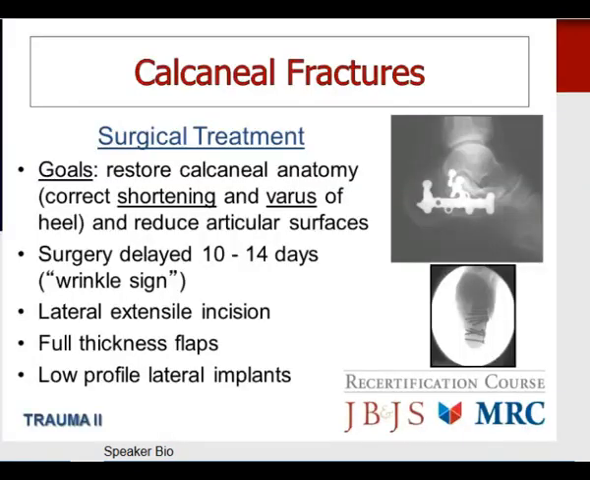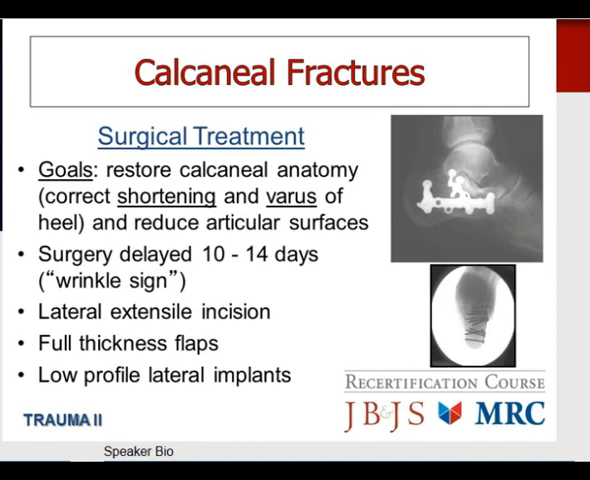The goals of surgical treatment are to restore the anatomy of the calcaneus, correct the shortening and varus malalignment of the tuberosity, and reduce the posterior facet. Surgery is typically delayed for 10 to 14 days until the soft tissue condition will allow. You look for the so-called wrinkle sign.